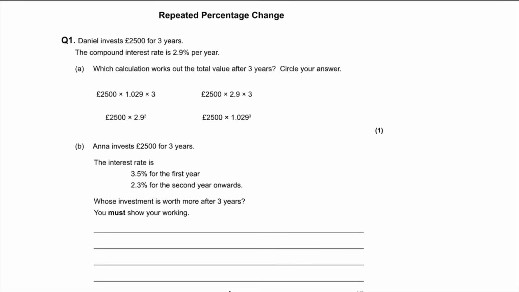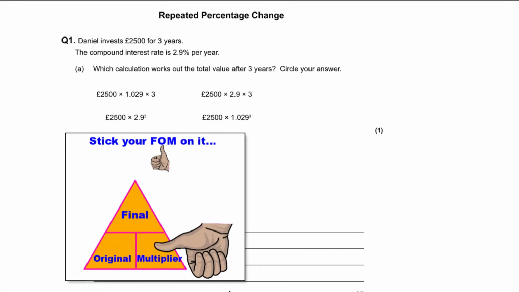If you've ever seen any of my videos before, you know that I use a little triangle for percentage questions. Put your thumb on it: final, original, multiplier. And I just use an extension of that when I work out repeated percentage change. So using that triangle, final, original, multiplier, then if you have a look at this, what have I got? Final, original, multiplier, which is which?